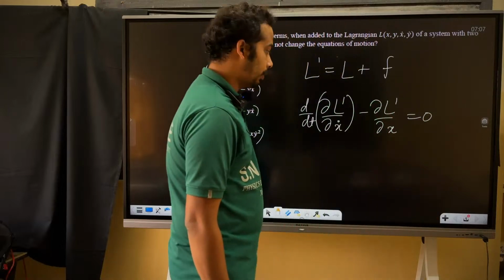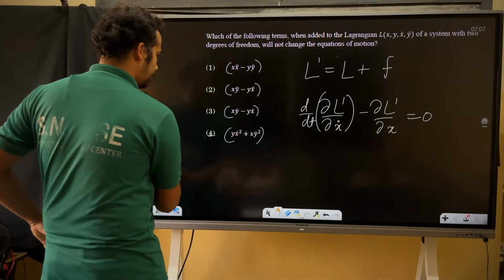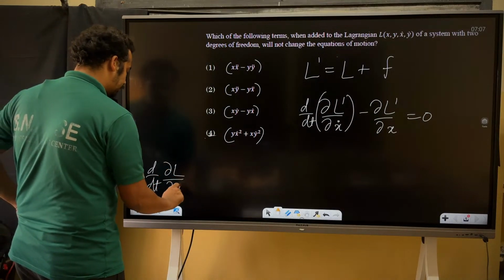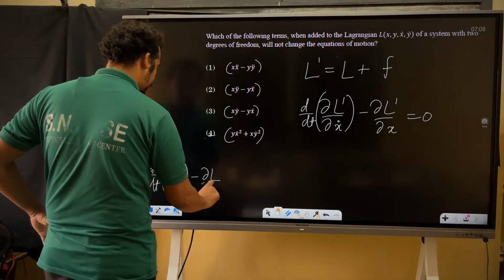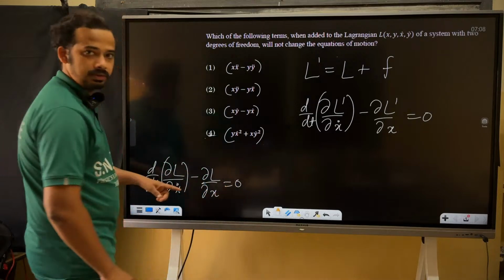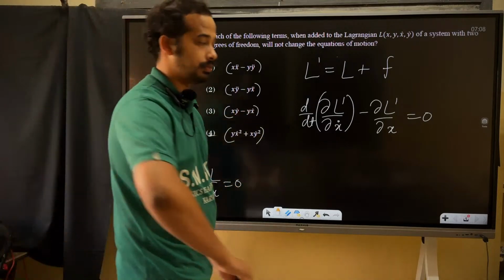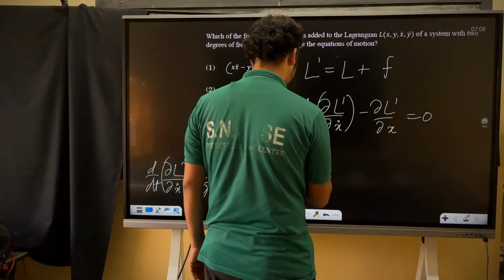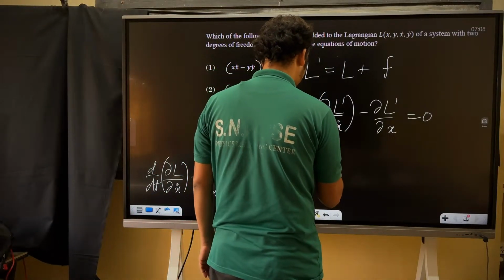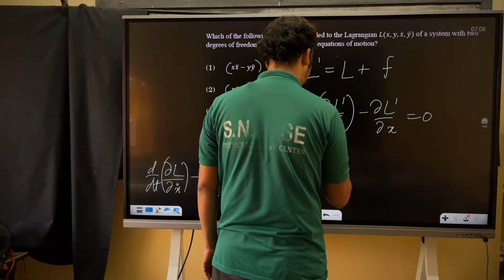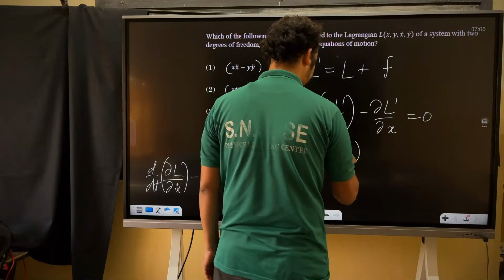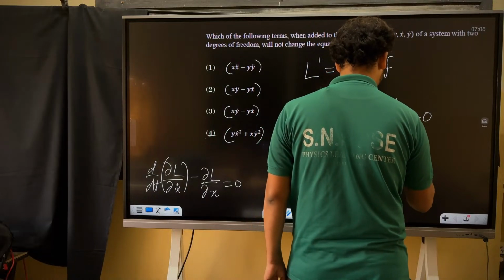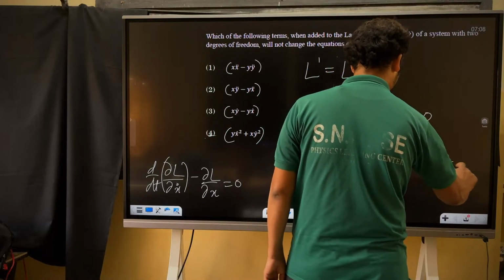Am I right? What is our old equation of motion? d/dt of ∂L/∂ẋ minus ∂L/∂x equal to 0. This is our old equation of motion, and this is our new equation of motion. When they are to be equal, you substitute: d/dt of ∂/∂ẋ of (L plus f), minus ∂/∂x of (L plus f), equal to 0.